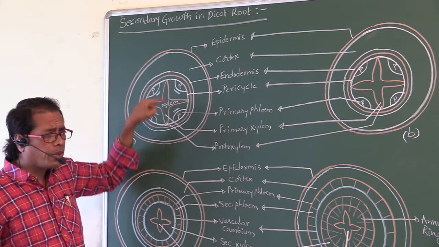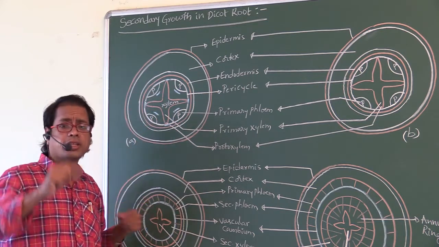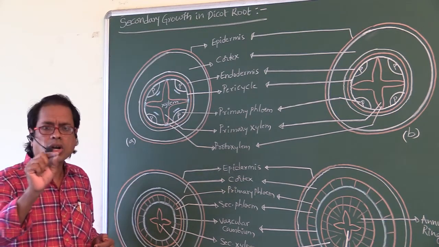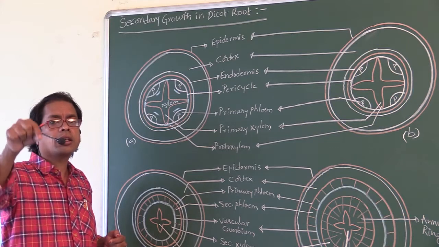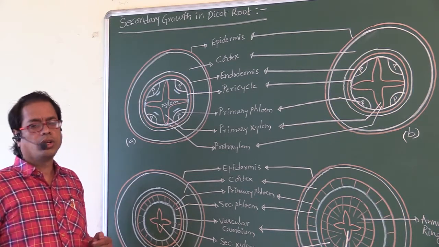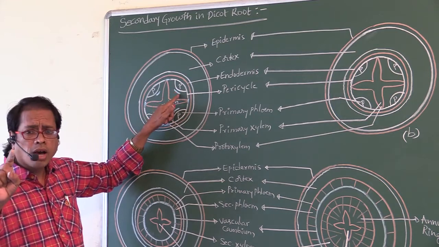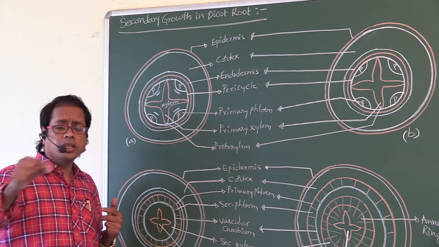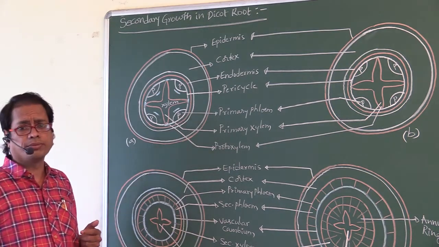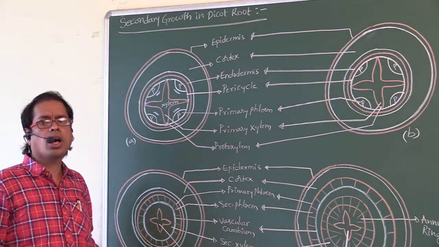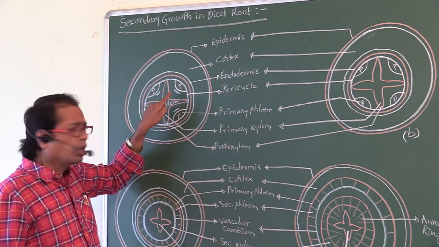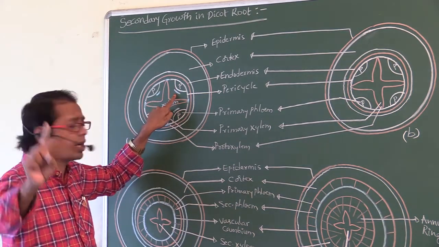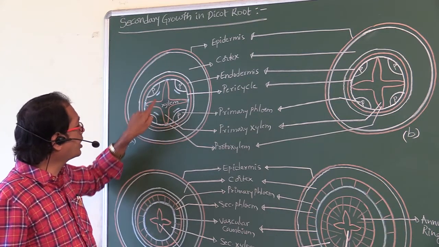Is a part of the pericycle involved, or the entire pericycle? A part of the pericycle is involved, and not the entire conjunctive tissue, only a part of it. So a part of pericycle and a part of conjunctive tissue are involved in the formation of vascular cambium. Here the tissue below the phloem bundles becomes meristematic, here, here, and here.